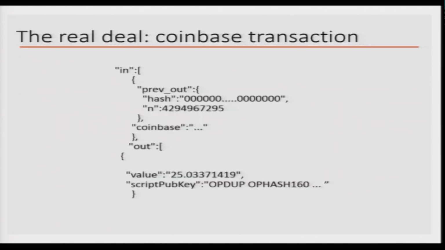Now, when you make a block, you have to pay yourself 25 coins or 12.5 coins, whatever the current reward is.